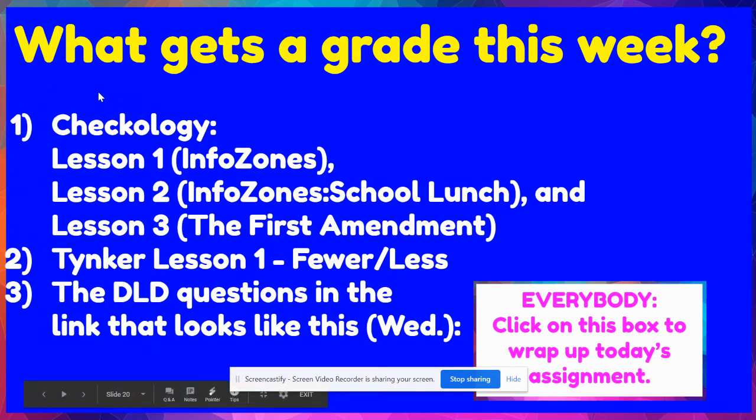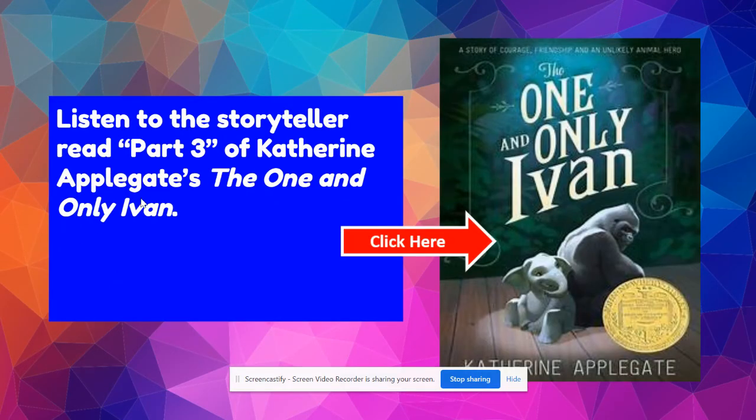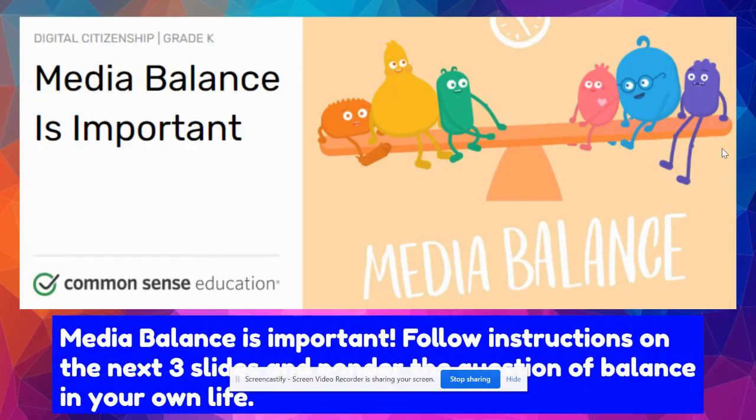You have the opportunity for 3 grades this week. Remember, I always tell you there's no reason that everybody in the school should not get 100 points in the Innovation Station. You should have an A+ because I make it so that you can do the work. And I'm here if you have questions. You're also going to listen to part 3 of Katherine Applegate's The One and Only Ivan. Again, you need to keep up with this because as we go here and there, we will have assignments and you will have to have read to know what's going on.